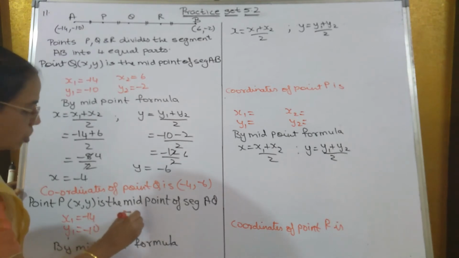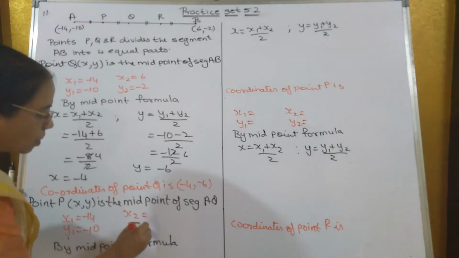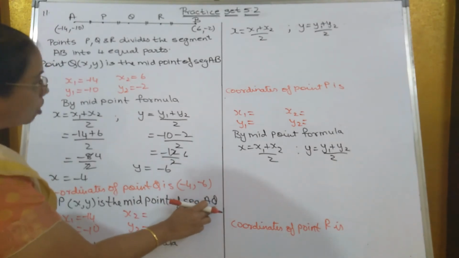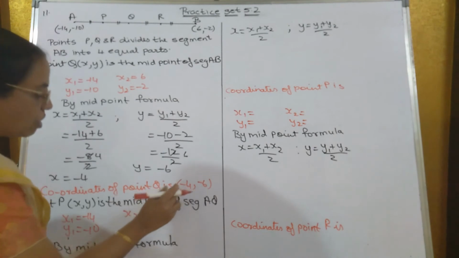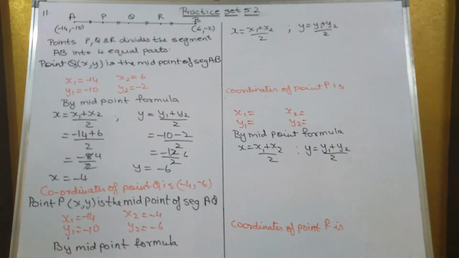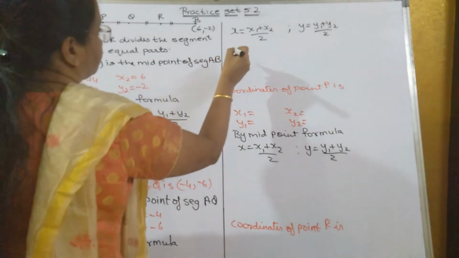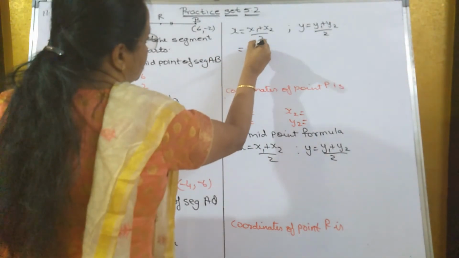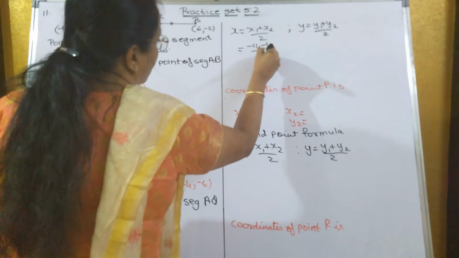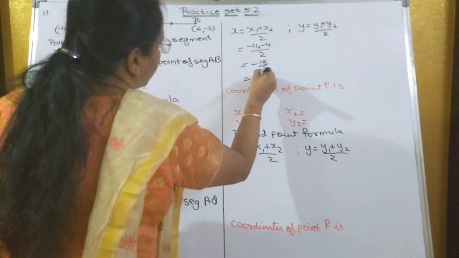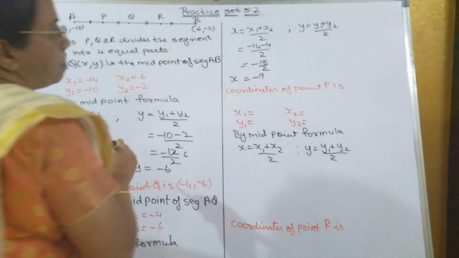Now x2 and y2. Now P is the midpoint of AQ. So what is the coordinates of Q? Q we have got just now, minus 4 and minus 6. So by midpoint formula, x is equal to, write down the formula. That is equal to minus 14 minus 4 upon 2, that's equal to minus 18 upon 2, that's equal to minus 9. So x is equal to minus 9.